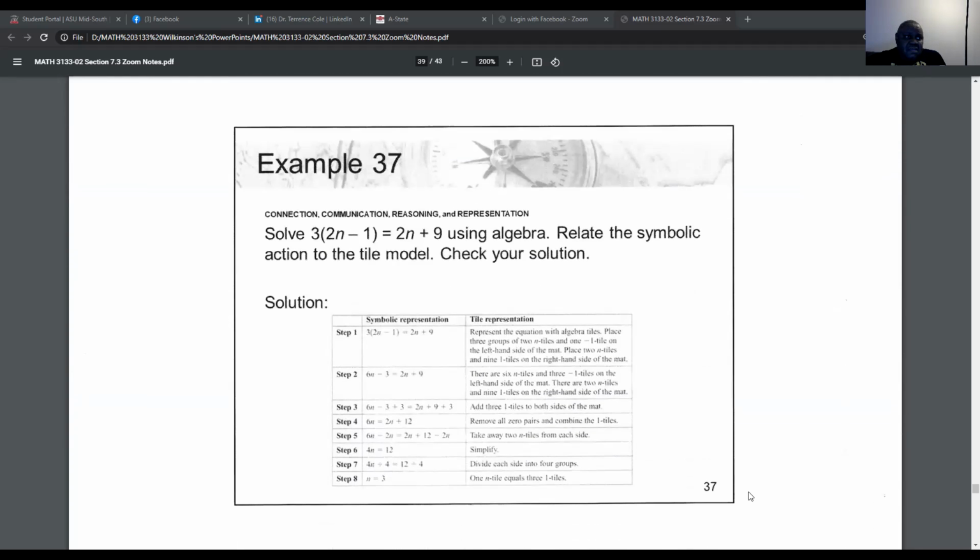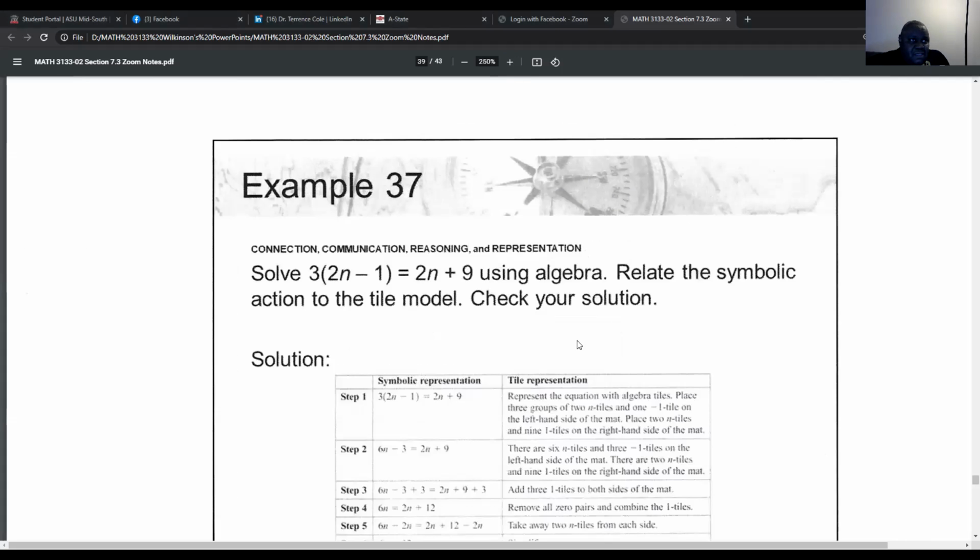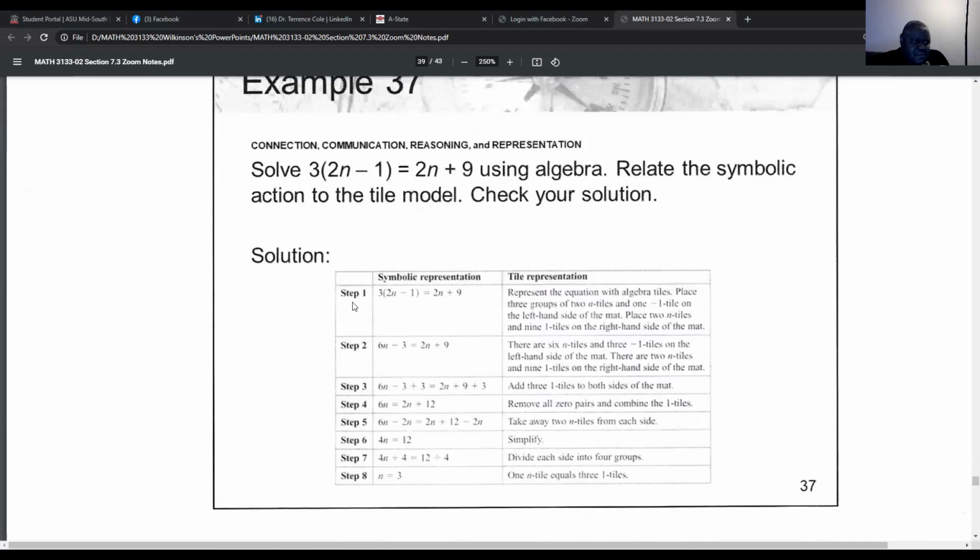Okay. In this example, if we want to solve 3 times the quantity 2n minus 1 equaling 2n plus 9 using algebra, we want to relate the symbolic action to the tile model, like in this case here. Now, as you can see, in the first step, we represent the equation with algebra tiles by placing 3 groups of 2 n tiles and 1 negative 1 tile on the left side of the mat. Place 2 n tiles and 9 1 tiles on the right side of the mat to represent this symbolically.